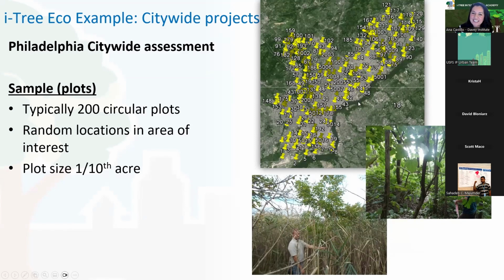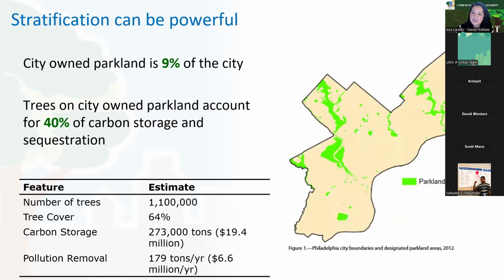But they completed this assessment, and from the results of this eco assessment, they decided to stratify it. So I mentioned in my previous presentation last week a little bit about stratification and how that can help you gain some further insights into your project. And they stratified their project by parkland, so city-owned parkland specifically, and they found that it covered 9% of the area of the city. But even though it was only 9% of the area, the trees in the parkland accounted for 40% of carbon storage and sequestration.